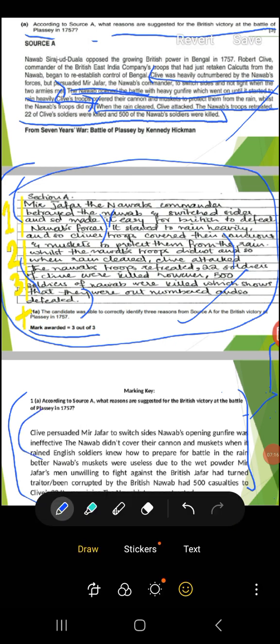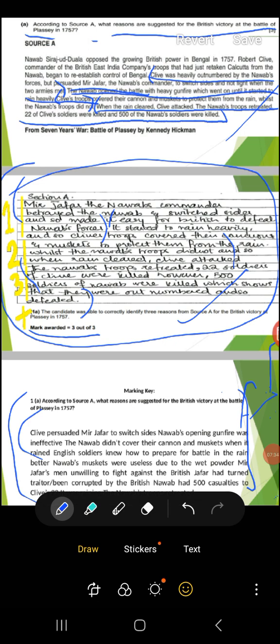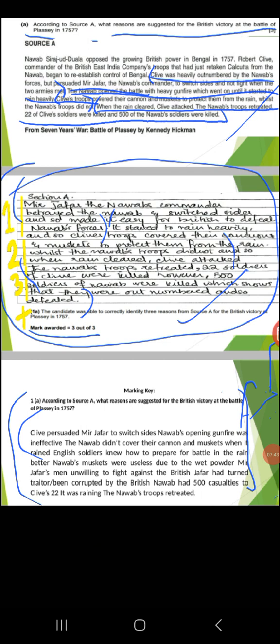Like Clive persuaded Mir Jafar to turn traitor. Nawab's opening gunfire was ineffective. The Nawab did not cover the cannon and musket when it rained. English soldiers knew how to prepare for battle in the rain better. Nawab's muskets were useless due to the wet powder. Mir Jafar's men were unwilling to fight against the British, Jafar turned traitor, being corrupted by the British. Nawab had 500 casualties and Clive's 22. It was raining, the Nawab's troops retreated.